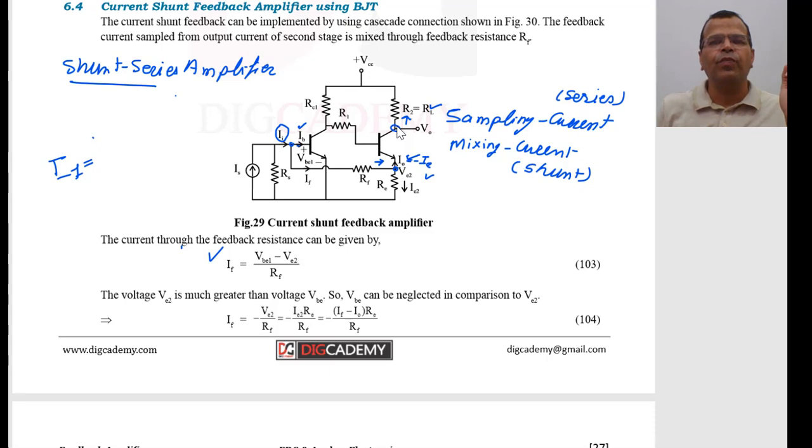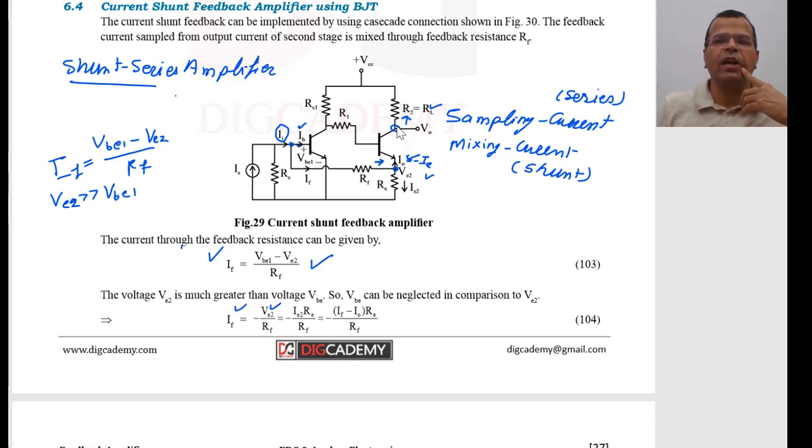So that is VBE1, that is the voltage at base of the input stage, minus voltage at emitter of output stage VE2 divided by resistance of feedback path. This is the feedback current. Fine. But here this voltage at emitter of output stage is much greater than this. So VE2 is much greater than VBE1. So you have neglected this, so feedback current is this current.